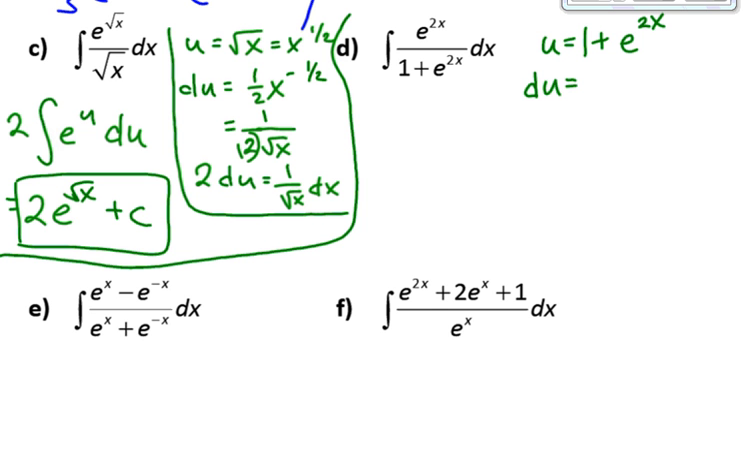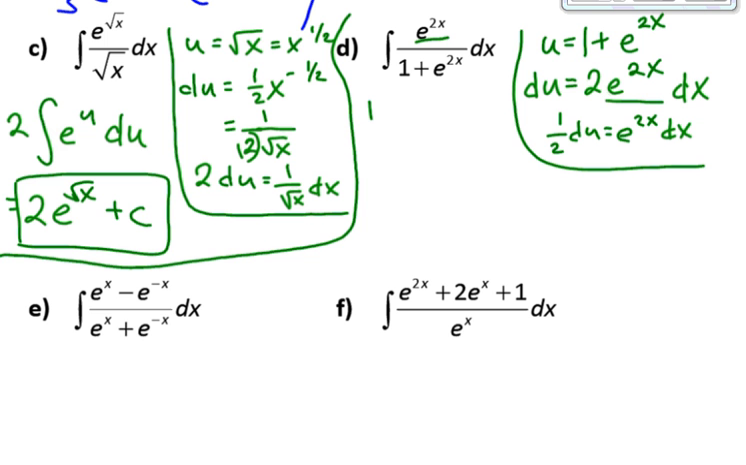Then du would simply be 0 plus e to the 2x times 2, using the differentiation rules that we just learned, and then dx. Now you can see that e to the 2x is sitting right here in the top of my integral. So then that would be a 1/2 du equals e to the 2x. Then let's go over here, we have 1/2 times the integral of 1 over u du.